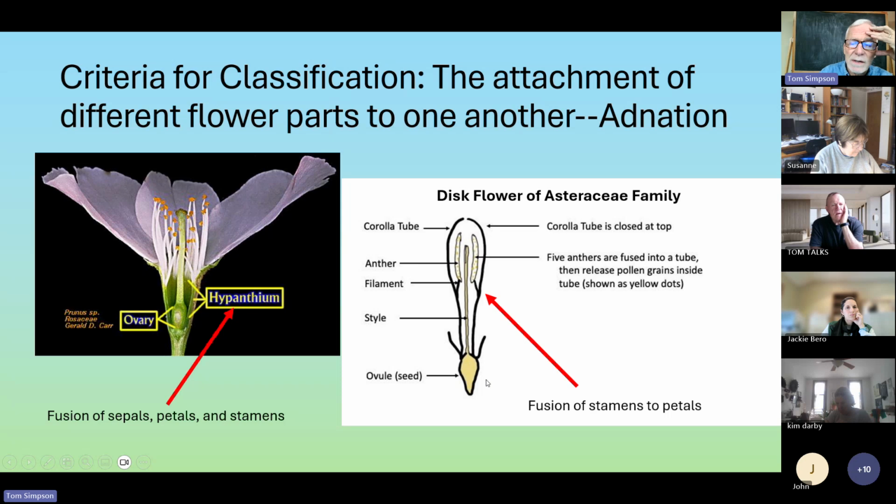Here is a cross section of the simple composite flower of the composite family, or Asteraceae. The ovule is down here. Here is the style. And here are the anthers of the stamens. You can see the filaments attached to the inside of the corolla tube, so that's adenate to the inside of the corolla tube. It's hard to see this unless you have a really good microscope and you very carefully take out the parts, because these flowers are very small generally. These anthers are all fused into a beautiful little tube.